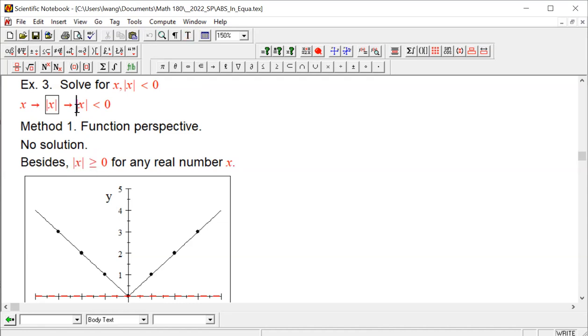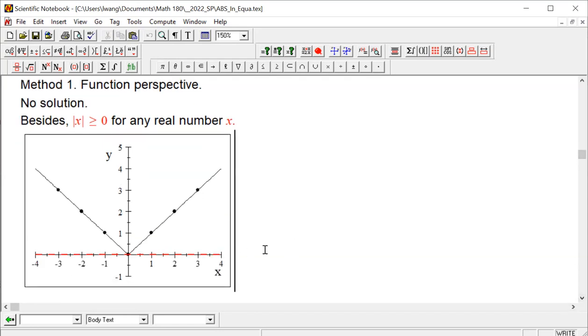Of course, it will never be less than 0, because these two are just opposite to each other. If this happens all the time, its opposite will never happen. So there's no solution. From the function perspective, we can look at the graph, we can look at the domain and range. It tells us the same thing.